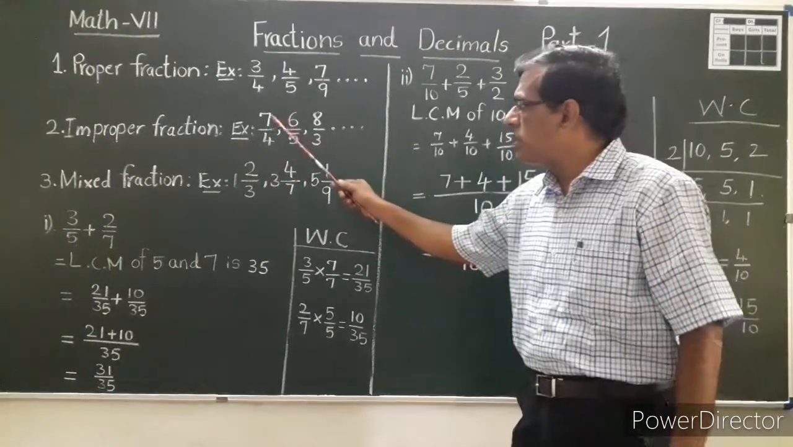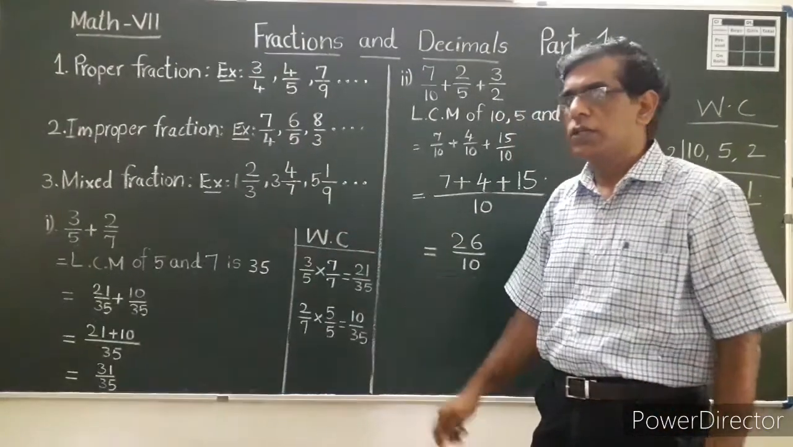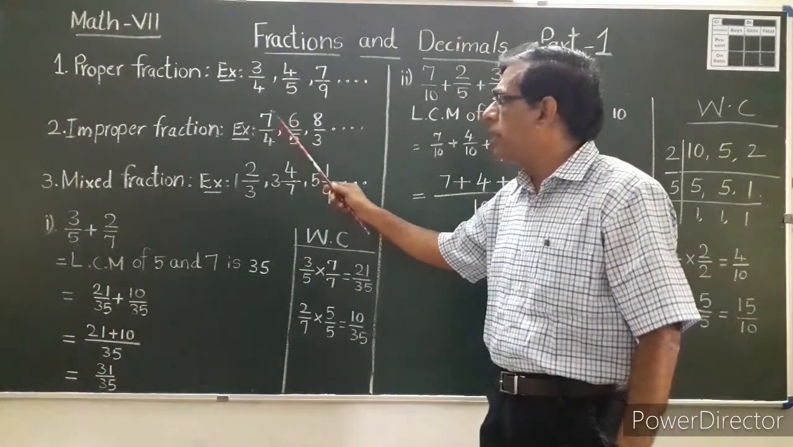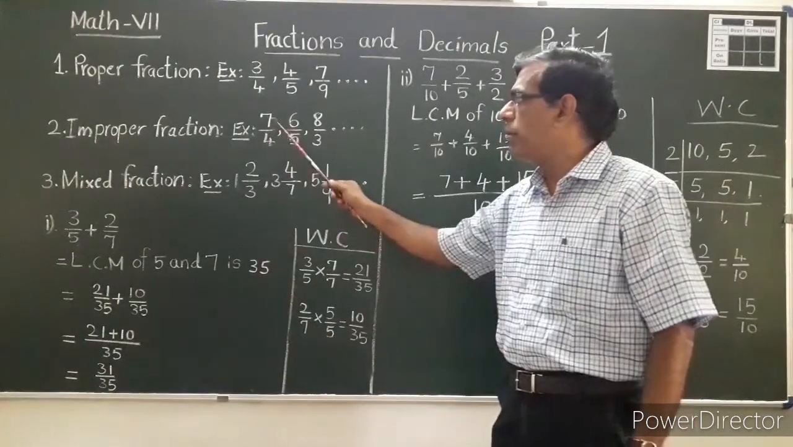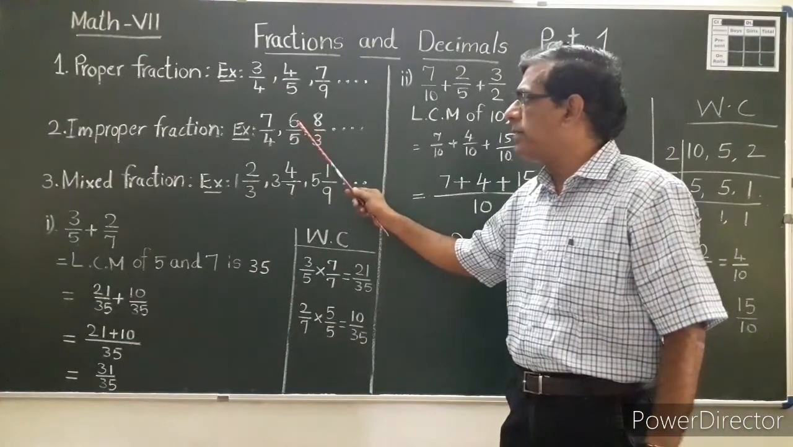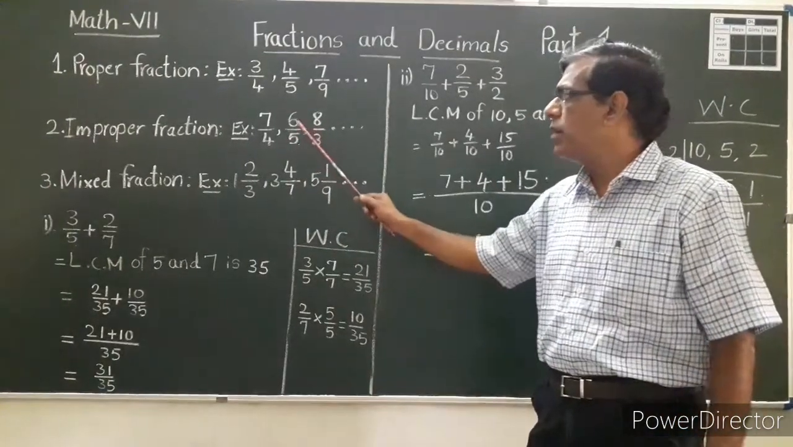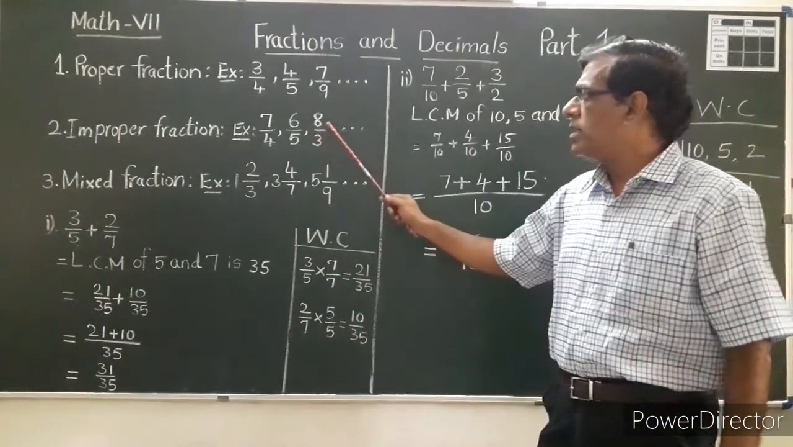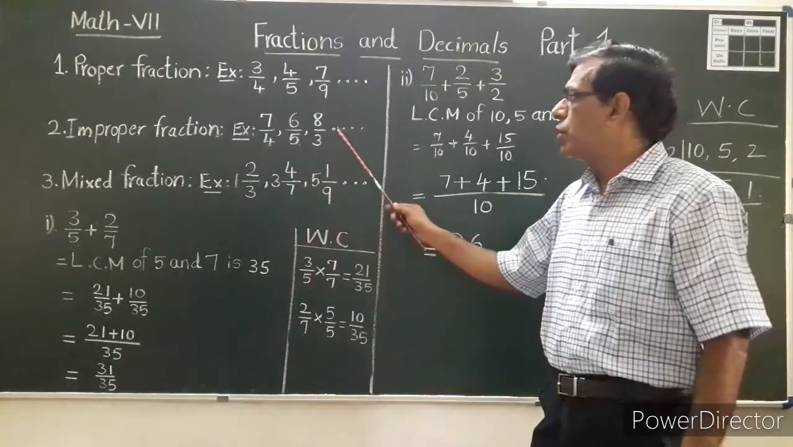Example, 7 by 4. Here the numerator is 7, the denominator is 4. So the numerator is more than its denominator. Second example, 6 by 5. Next example, 8 by 3, and so on.